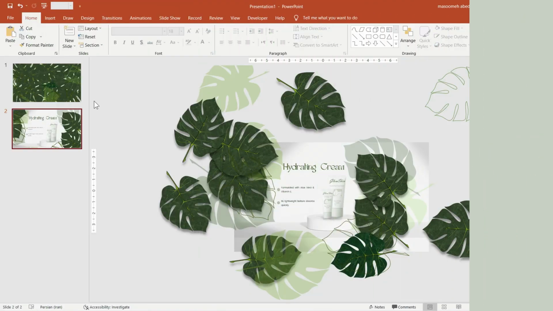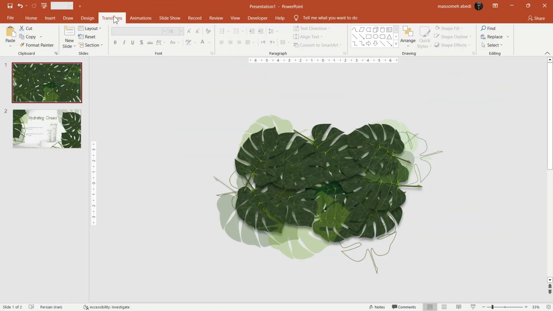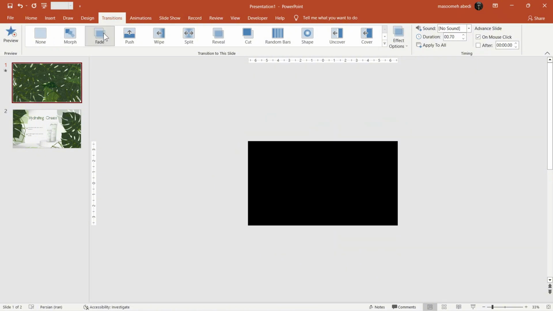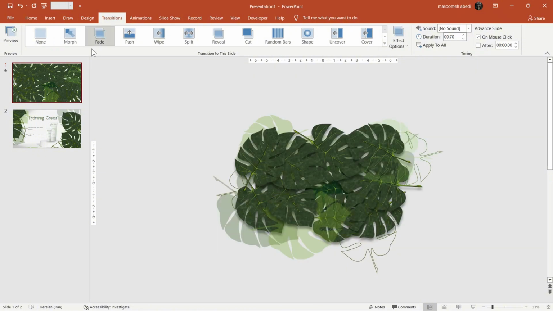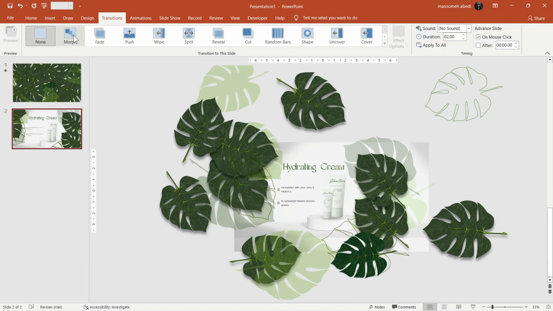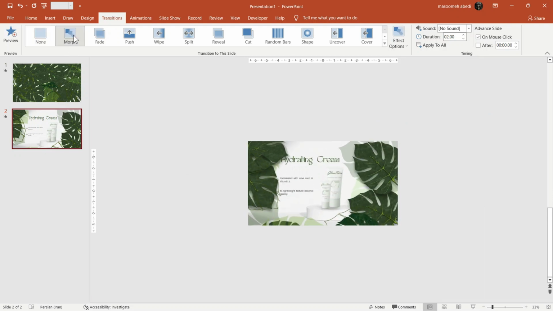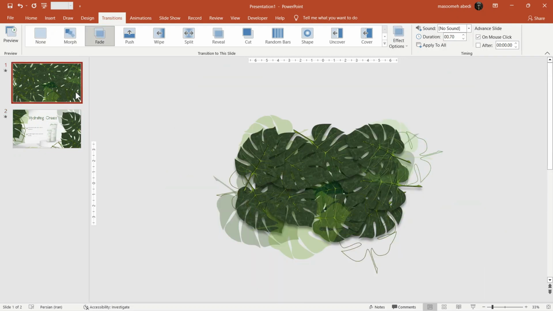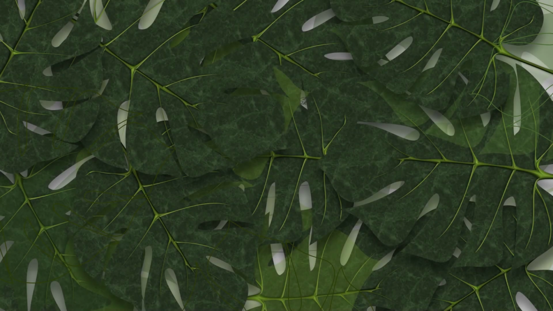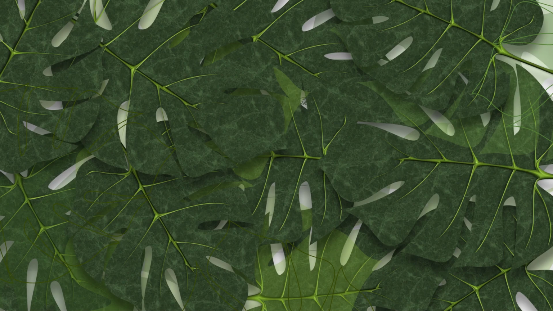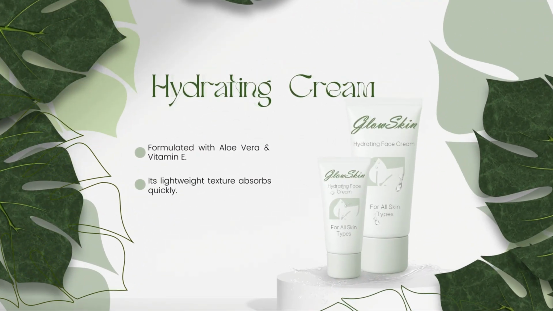Here's the last step. Now choose the first slide and in the Transition tab, choose Fade. And for the second slide, choose the Morph transition. And you can see the leaves move aside smooth and natural. And that's it. With just two slides, a few shapes and the Morph transition, you can create a professional product reveal in PowerPoint.